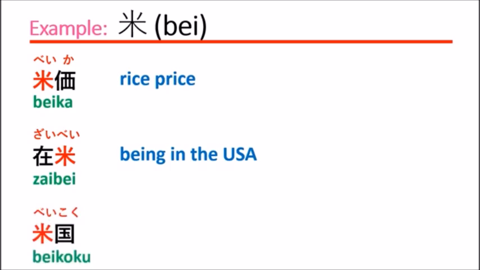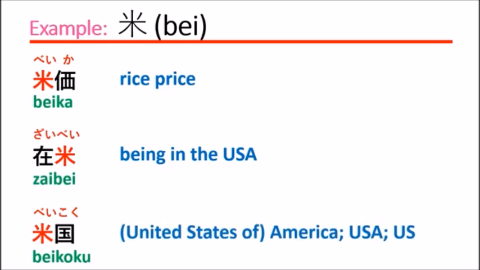Beikoku. Beikoku means the United States of America, or we say USA or US. It means North America. This kanji also has a meaning. Be means USA, right, or United States of America. But koku has the meaning of country. Koku means kuni, right? Kuni means country. So the country of the USA, they say Beikoku. So you can say this word has the meaning of USA.